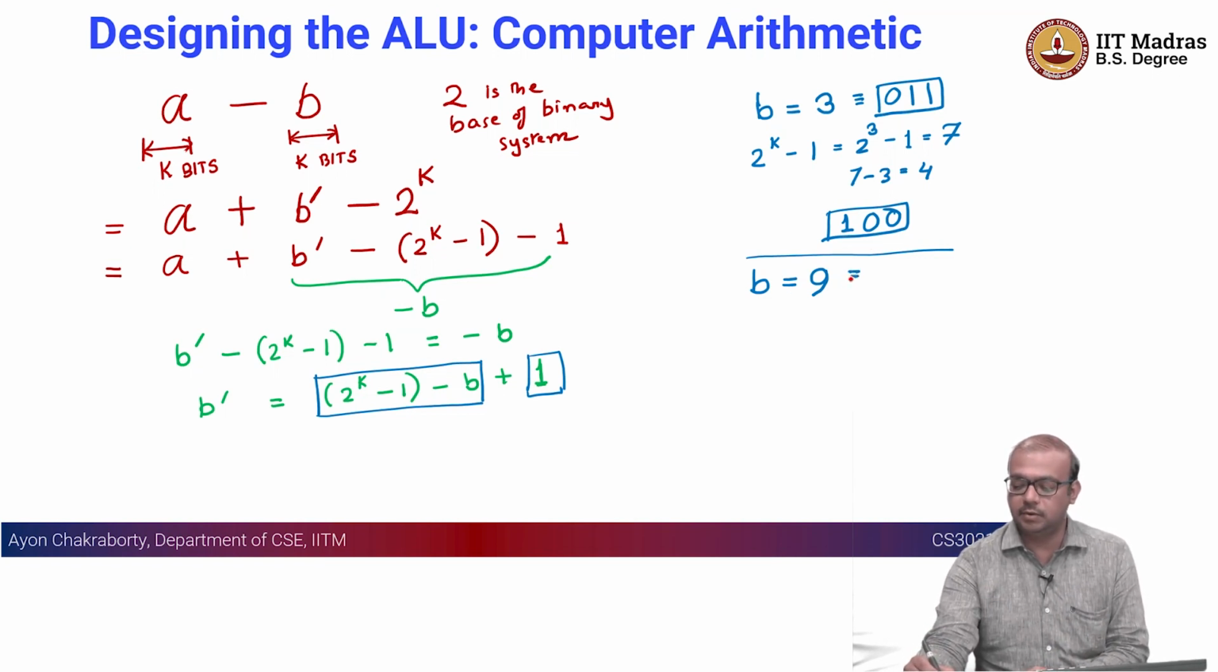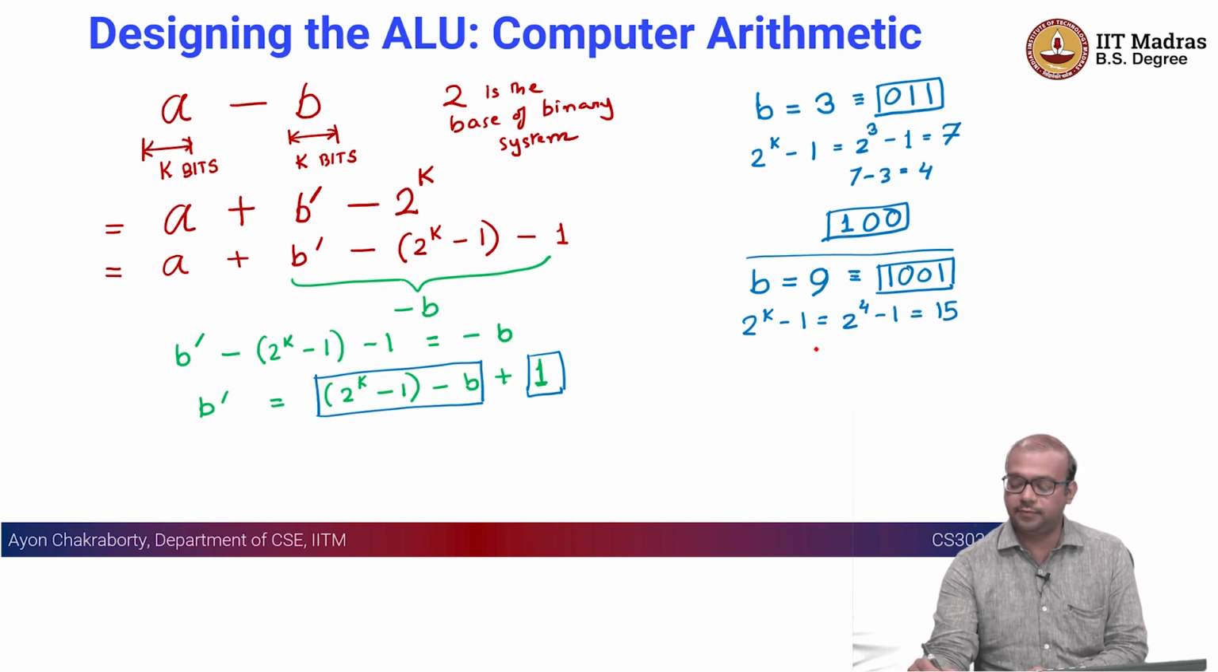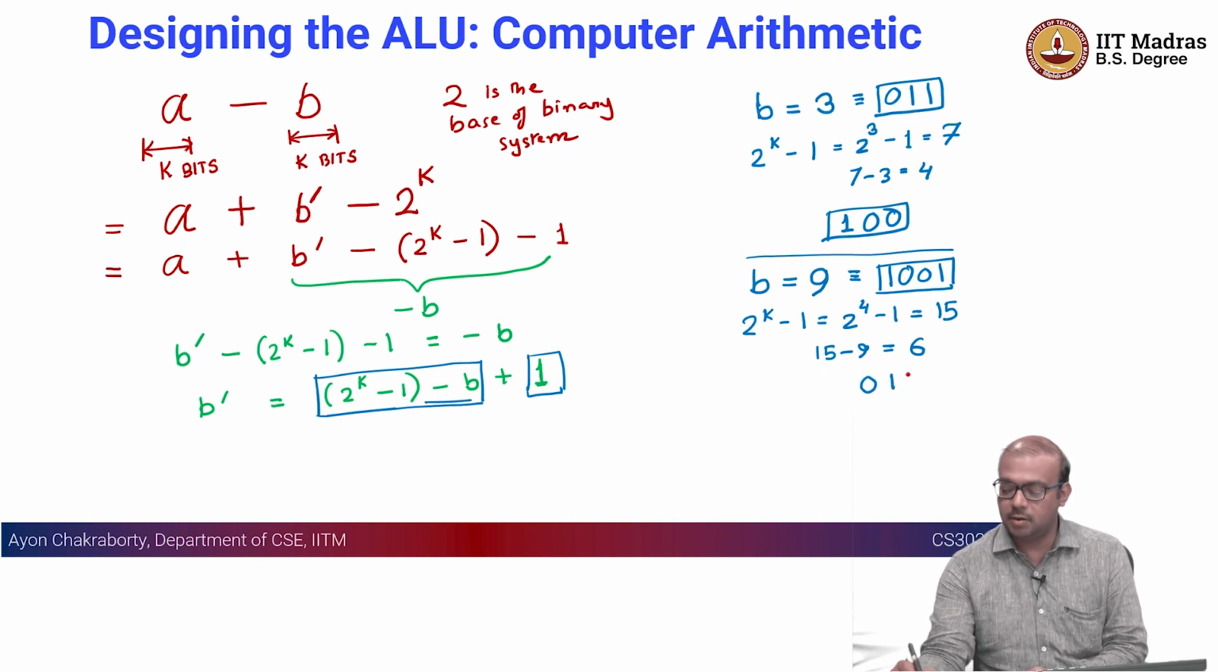So this is going to be equivalent to 1, 0, 0, 1. No doubt about it. 1, 0, 0, 1 is 9. What is the value of 2 to the power k minus 1? 2 to the power 4 minus 1 is equal to 15. And what is the value of 15 minus 9? Because I have to do 2 to the power k minus 1 minus B. So 15 minus 9 is going to be 6. In a 4-bit system, what is the value of 6? 0, 1, 1, 0.